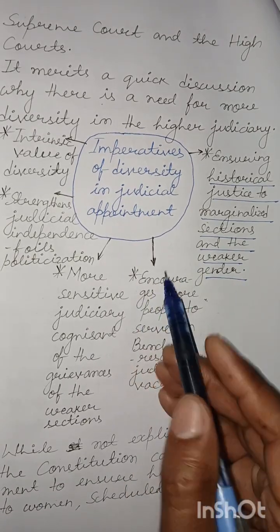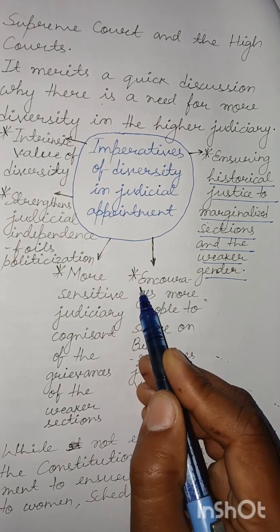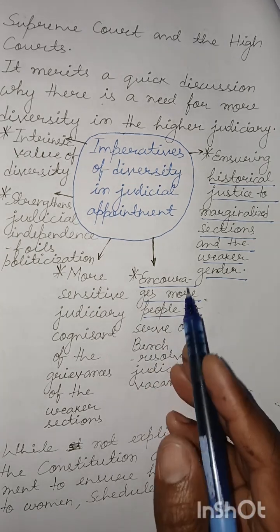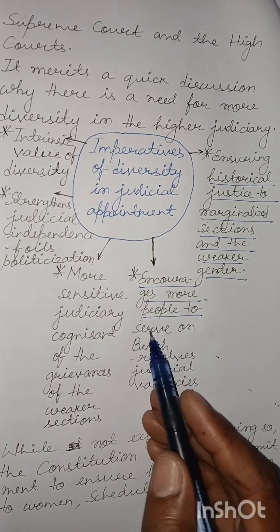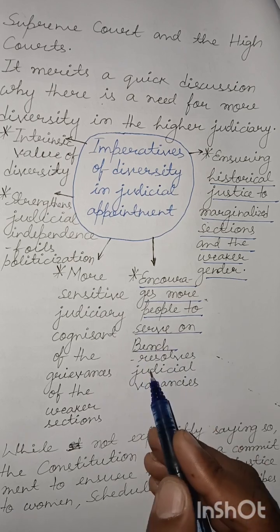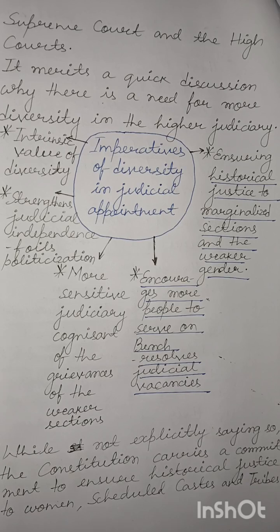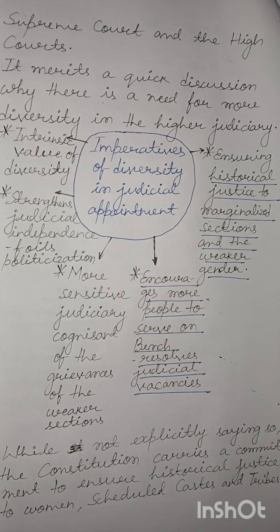Again, you can intuitively understand that encouraging these sections and women would encourage them to serve on the bench. It would resolve the problem of judicial vacancies. It would be a signal to women and the people from deprived sections that they can indeed aspire to go to the highest echelons of the judiciary in India. That way it would serve as a motivation for these people to join the lower judiciary.